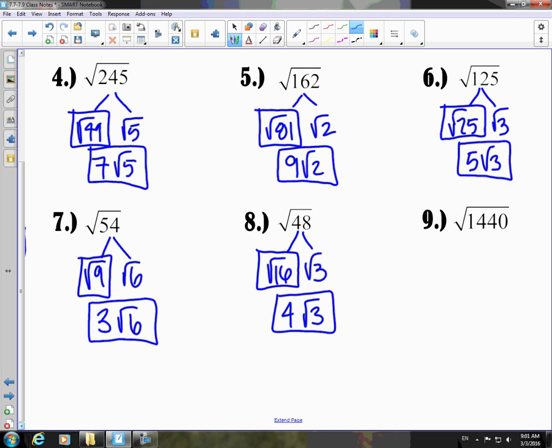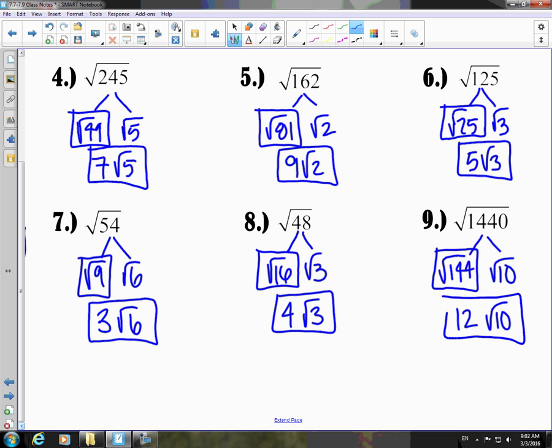Number 9, 1,440. Well, that one hopefully should be kind of easy to see because 144 is on our sheet. So that would go in there 10 times. Again, you're looking for the biggest value to break that down evenly. The square root of 144 is 12, and then I have left the square root of 10.